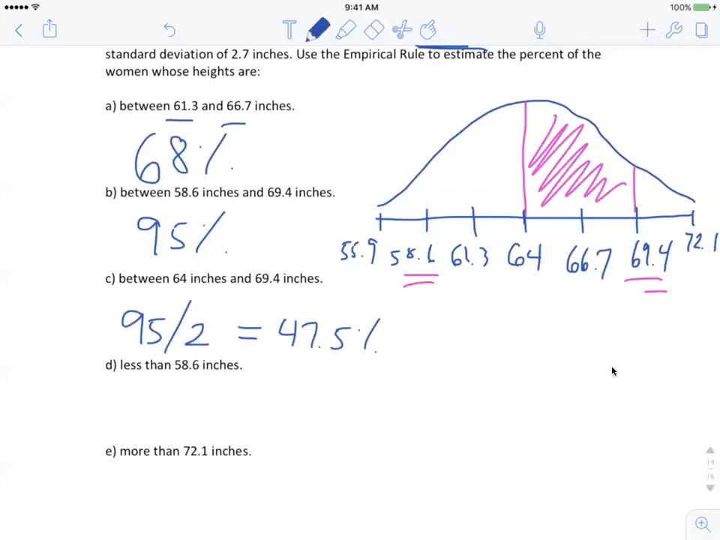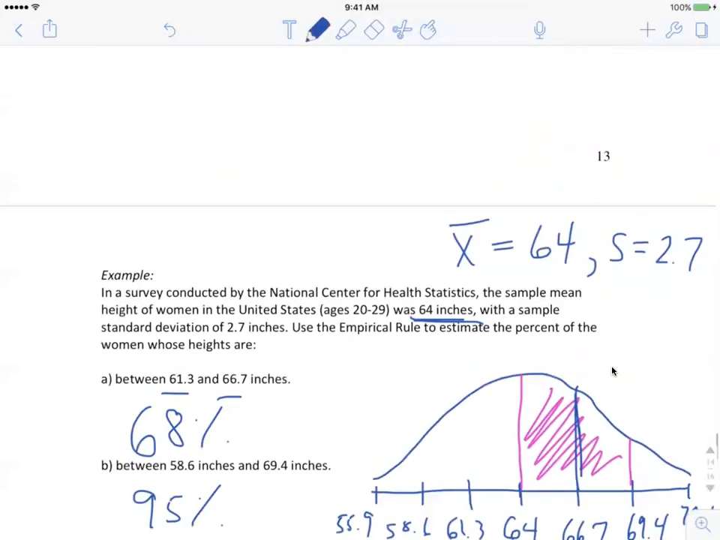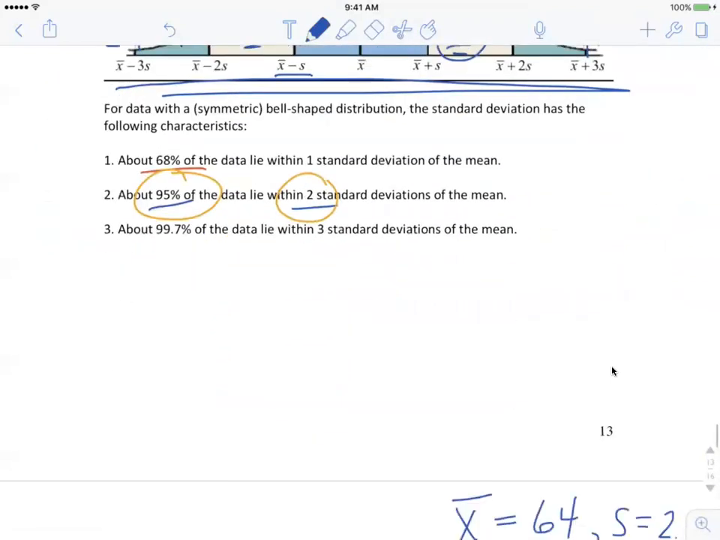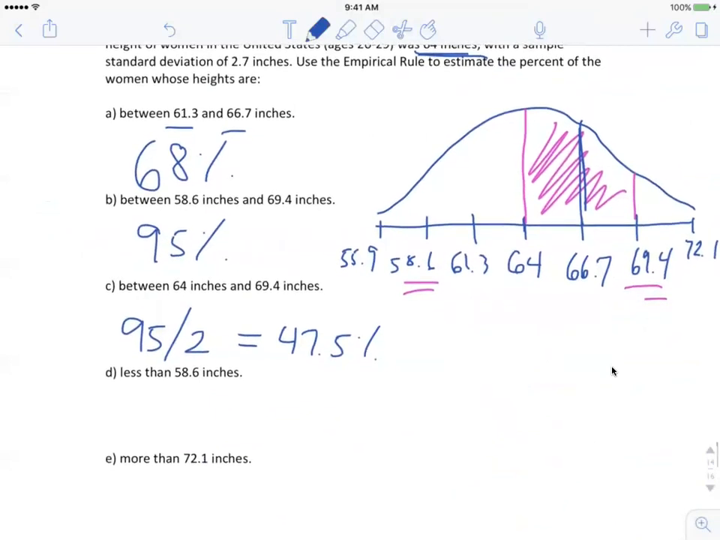Another way: notice you have these 2 columns. You could just go up to the top, look at those 2 columns, and add those 2 numbers up. That would be the total of 47.5 as well. So there's an alternative option.